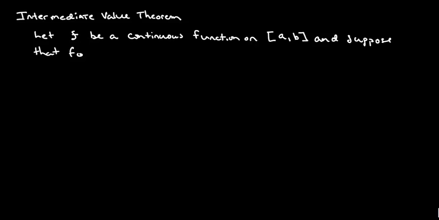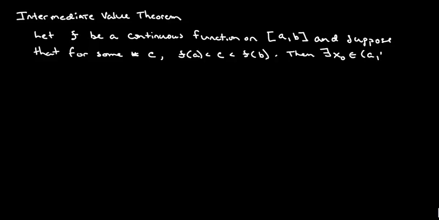for some number c, that the function at a is less than c, which is less than the function at b. If this is true, then there exists some x naught in the open interval (a, b) such that the function evaluated at x naught is equal to c.